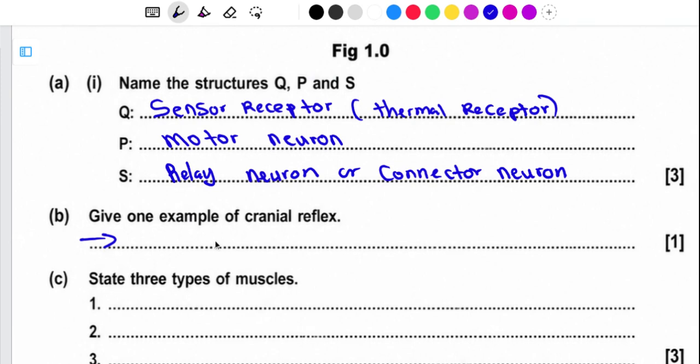When I say without consciously controlled by the brain, meaning to say it is not controlled by the brain. You just do it without knowing. Sometimes you can control it, like you want to blink, but as time goes on, you're even going to forget about that. So that one is a cranial reflex. So you can say blinking, as an example of a cranial reflex.